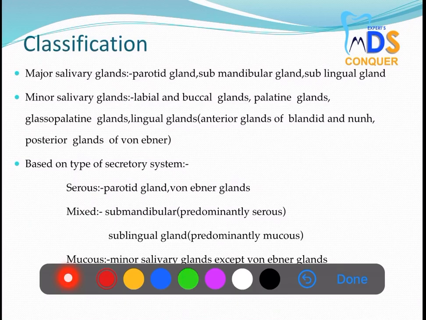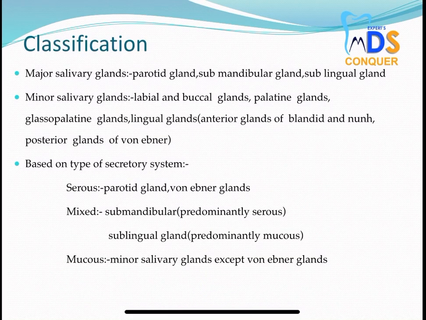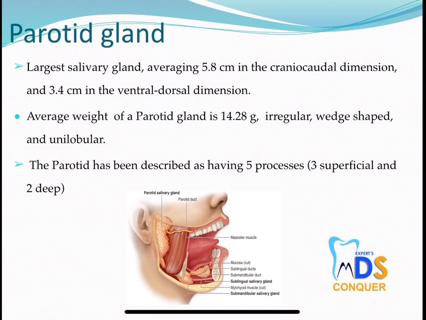The parotid gland and the von Ebner glands are completely serous, whereas the submandibular gland is mixed but predominantly serous, and the sublingual is predominantly mucous. Completely mucous are the minor salivary glands except the von Ebner. So you have to write this classification for sure. And now you have to individually describe the respective salivary gland.